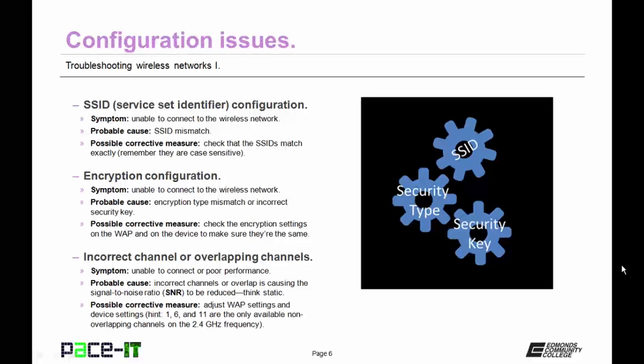Another configuration issue that can cause problems is an incorrect channel or overlapping wireless channels. The symptom is that the user is unable to connect or the wireless network has very poor performance. The probable cause is either incorrect channels or the overlapping channels is causing the signal-to-noise ratio to be reduced. That's the SNR. The possible corrective measure includes adjusting the WAP settings and device settings so that they're using the same channel. Hint, there are only three available non-overlapping channels on the 2.4 GHz radio frequency.